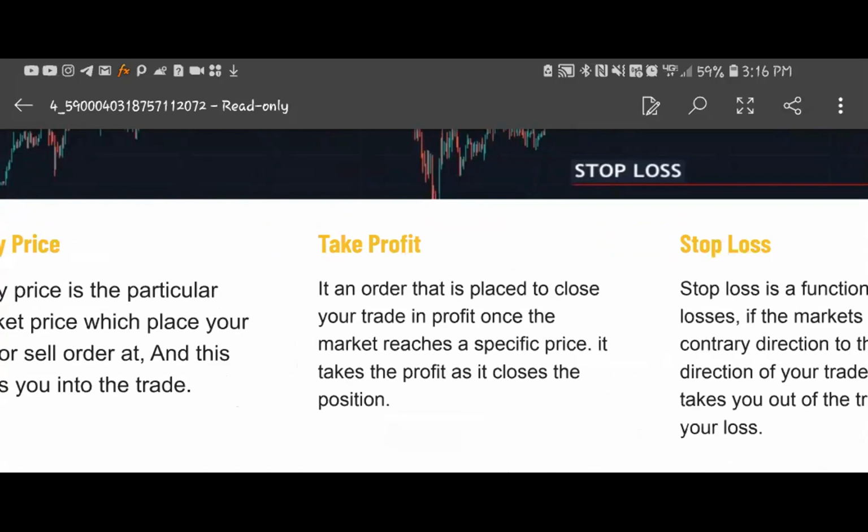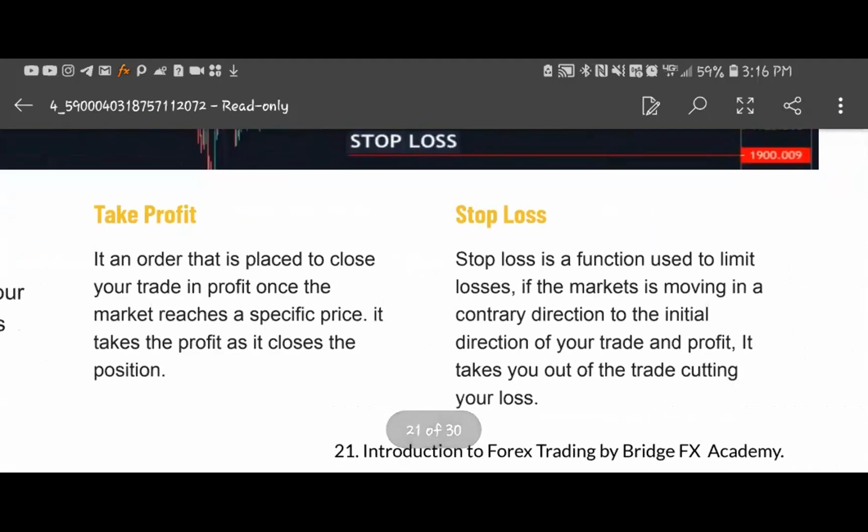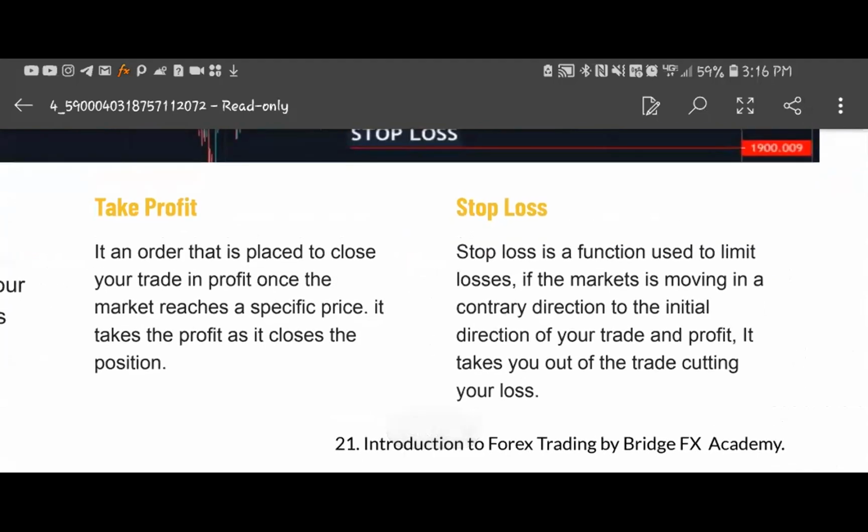When the market goes up, if you're in a buy trade rather, and the market goes up, once it hits the take profit, it takes you out of the trade automatically with whatever profits you make, right? Depending on your lot sizes, your pips, and your risk management. Same goes for stop loss. If you're in a buy trade and it doesn't go up, it goes down instead, it comes down and hits a stop loss and it takes you out of the trade with a loss.